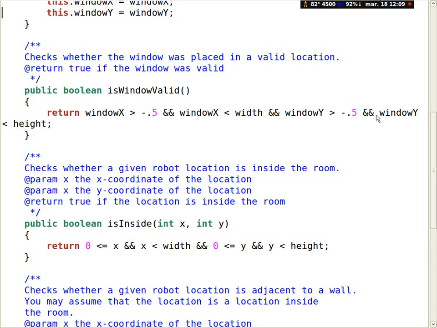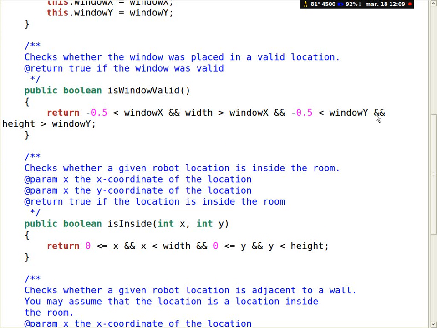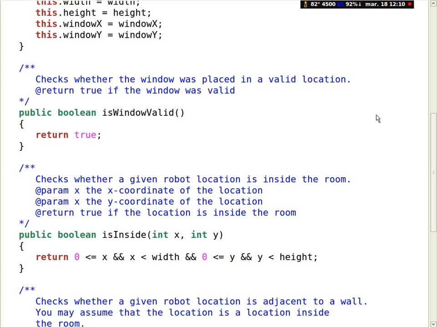Well, it's the same problem. It checks, is it within four bounds like this? It's not going to check, is it along the wall? Same thing. That's four ands. Returns true. All windows are valid.